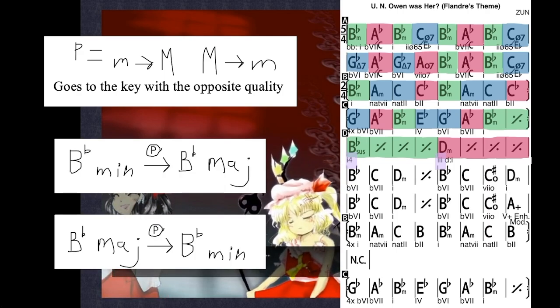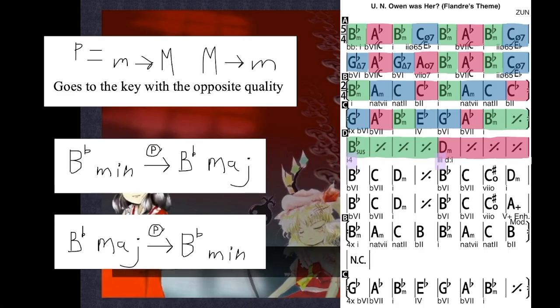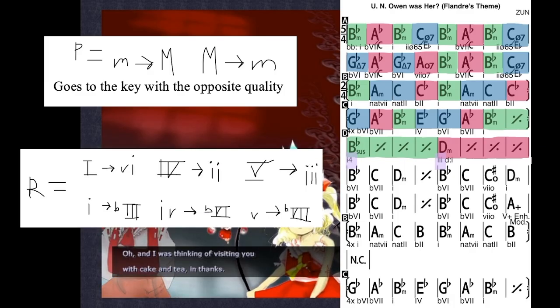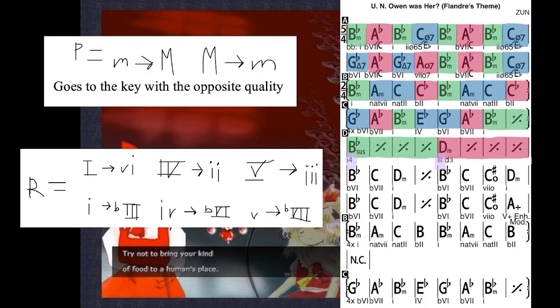So like if we were in B flat minor, it would become B flat major. If we were in B flat major, it would become B flat minor. So the P is really simple. You take the key and you change it from major to minor, right? That's the simple one. But the R relation is more complicated. So R stands for relative, and it has a bunch of rules associated with it, right?